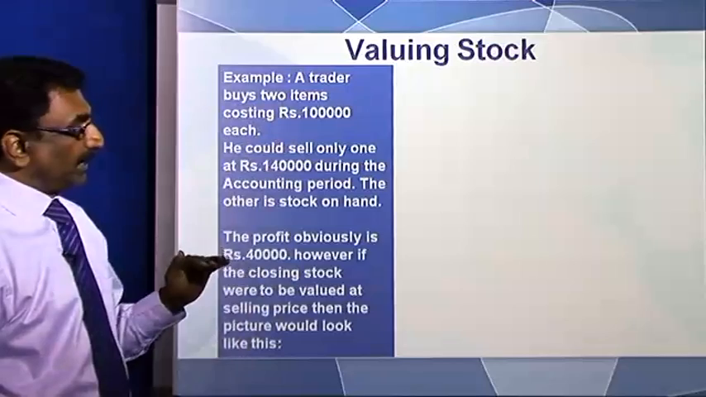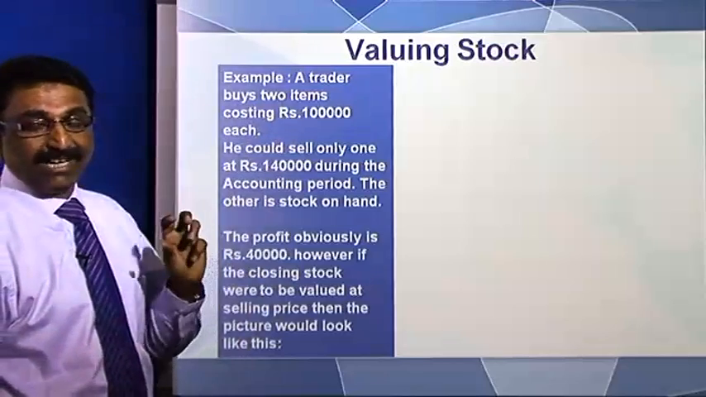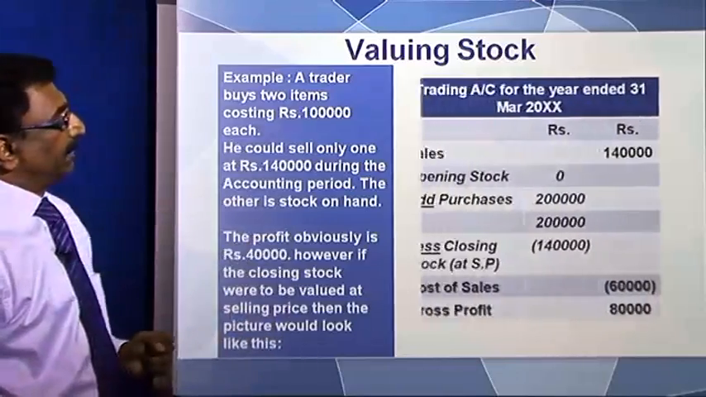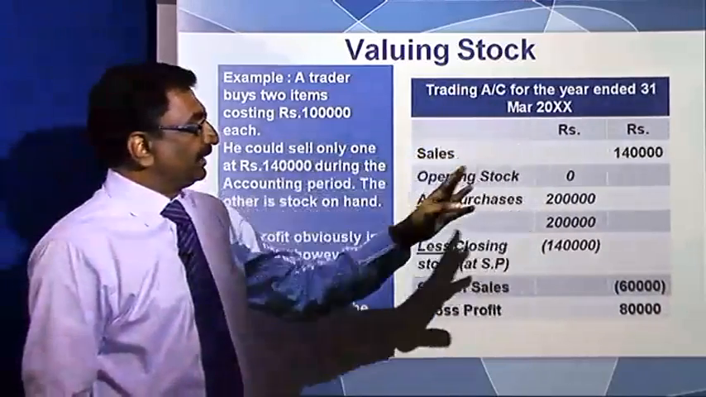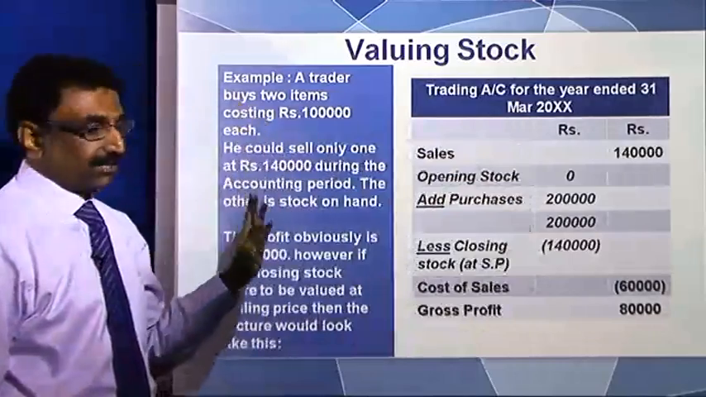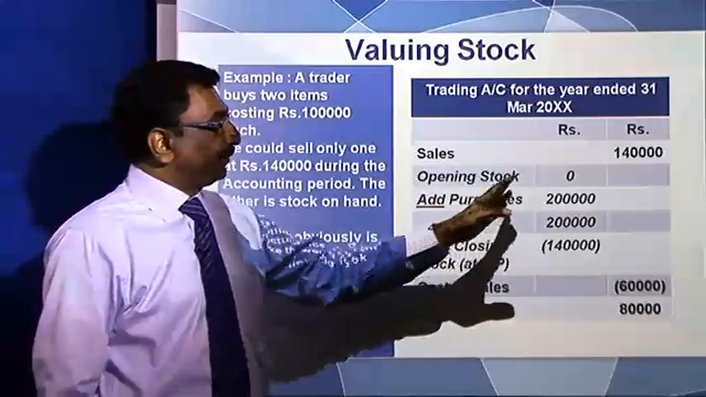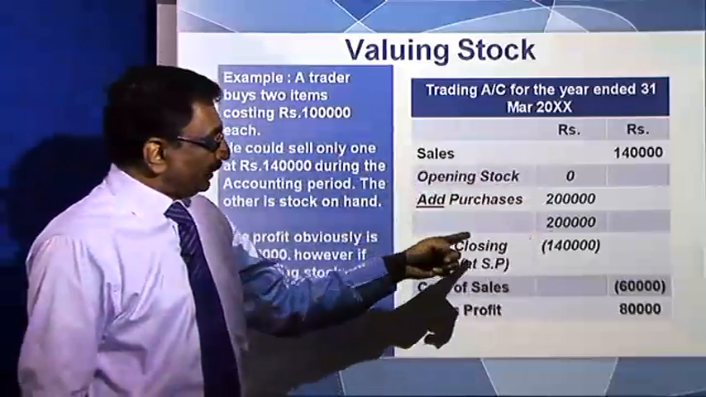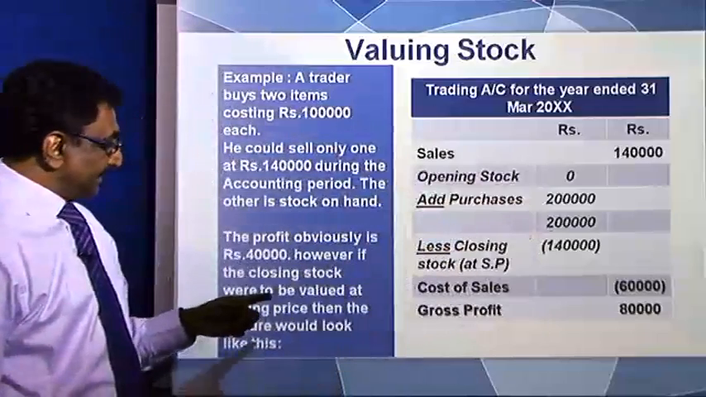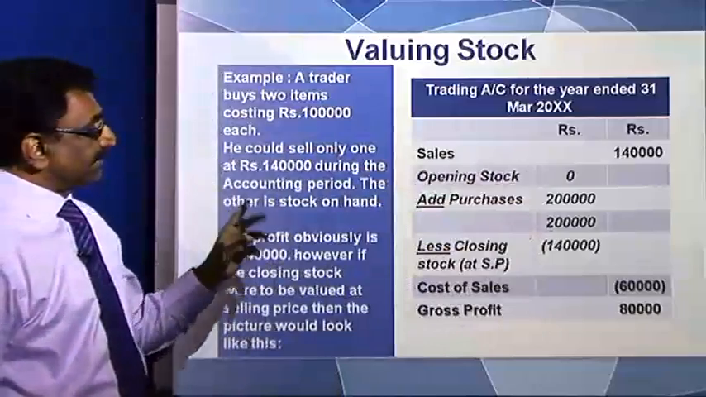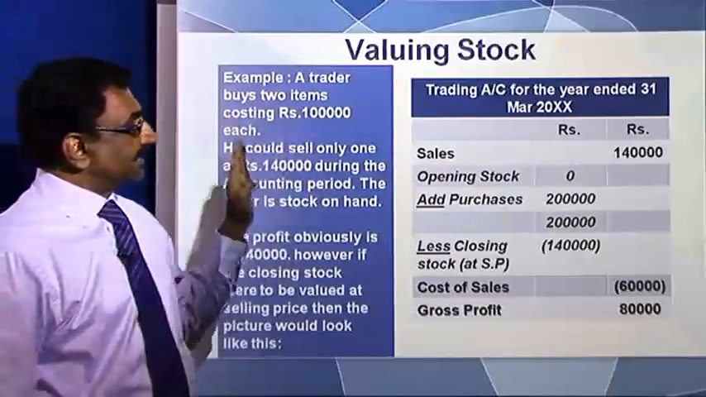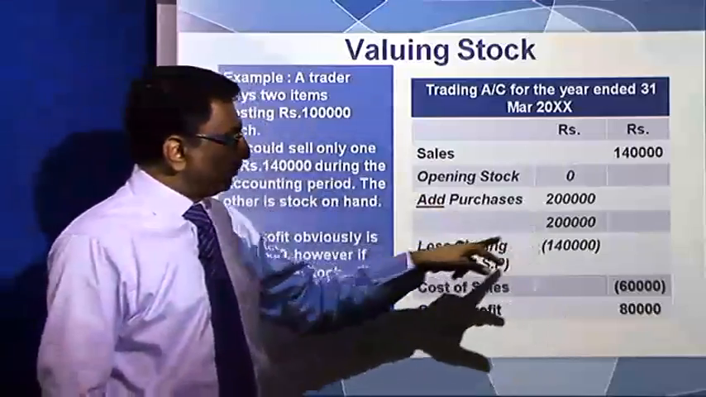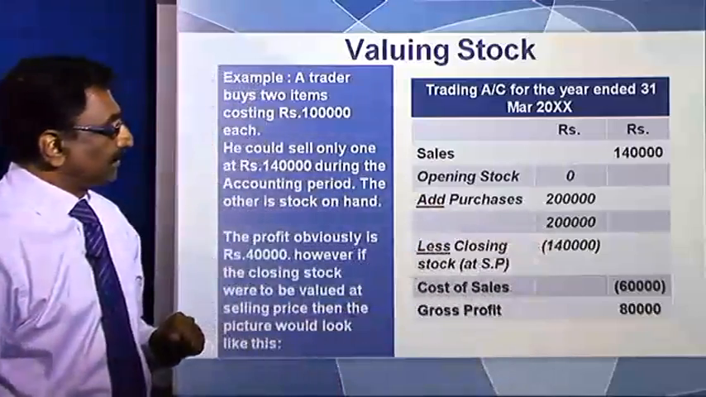Now let's look at what happens with the way you value the closing stock, how your profit figure can change. So what happens? We have a sale of a lakh and 40. Opening stock, we saw he just started, so he doesn't have an opening stock. He purchased two items for 2 lakhs, and then the closing stock valuation he did at the selling price. As we said, he said I will use the selling price, so his selling price was a lakh and 40. For the item that was not sold also, he looked at the selling price as the closing stock price.